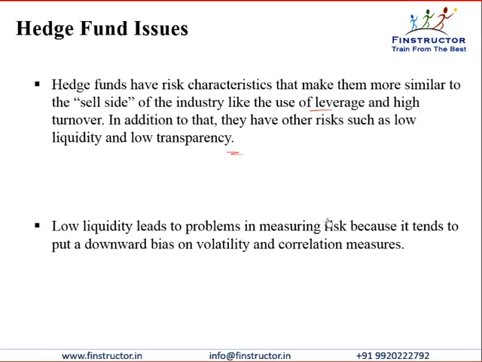So again, low liquidity leads to problems in measuring the risk because it puts a downward bias on the volatility and the correlation. So if the price remains the same for many days to come, then the volatility will be downward biased, not because actually there was no volatility, but just because of the low liquidity, no trade happened, and because no trades happened, the value didn't change. So volatility tends to be downward biased, making it look like the returns have been better than what they actually are.